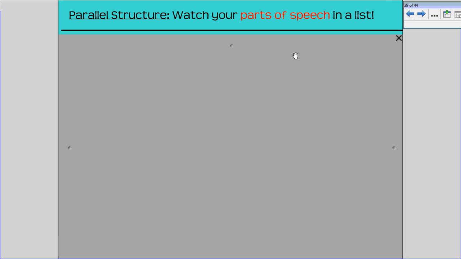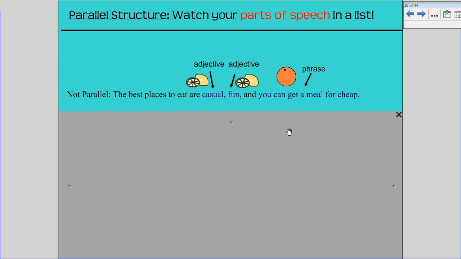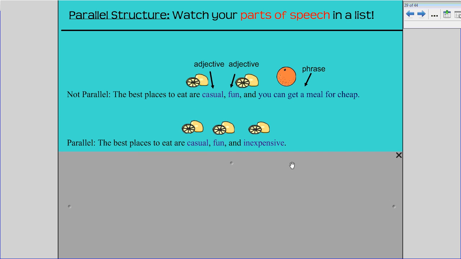Also, please watch your parts of speech in a list. So here, this is not parallel structure. "The best places to eat are casual, fun, and you can get a cheap meal, or you can get a meal for cheap." Here you'll notice that the words casual and fun are used as adjectives. This third part of our sentence is a phrase. It doesn't balance out. So what you need to do is change this phrase into an adjective, and it should look like this. "The best places to eat are casual, fun, and inexpensive."